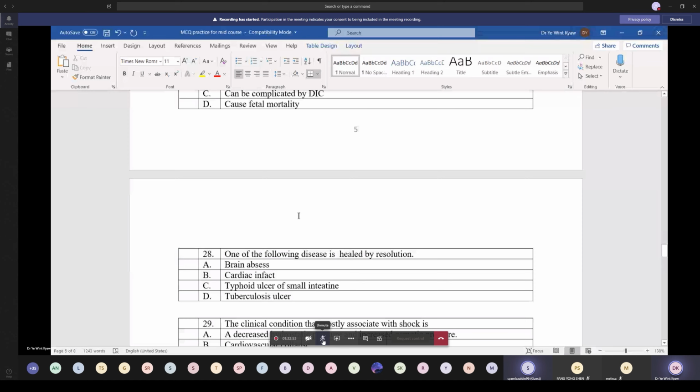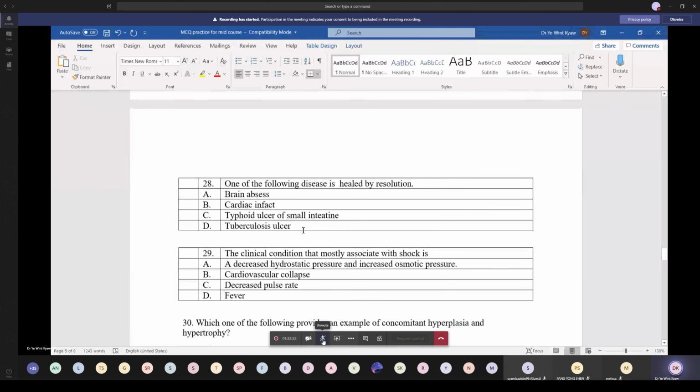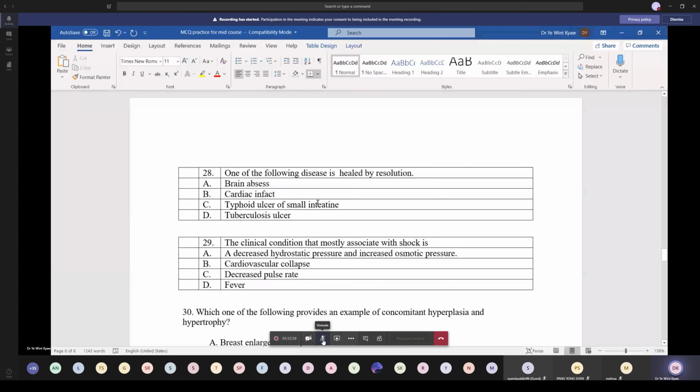So 28. Choose anyone. Which of the following diseases is healed by resolution? It's C. Resolution. Yeah, I think it's C. Yeah, I also think it's C. Yeah, C, correct. Others are healed by scar.